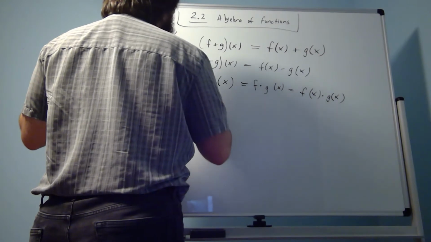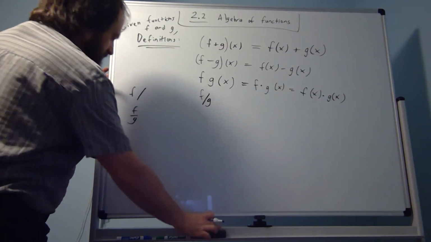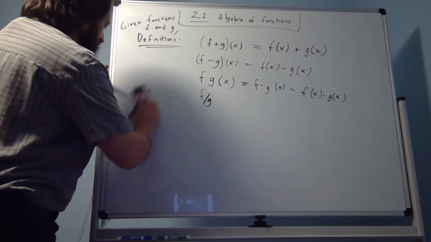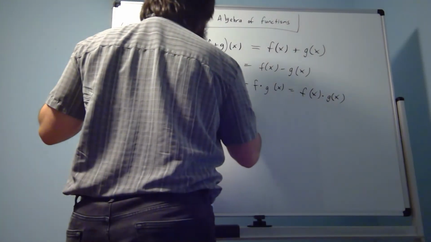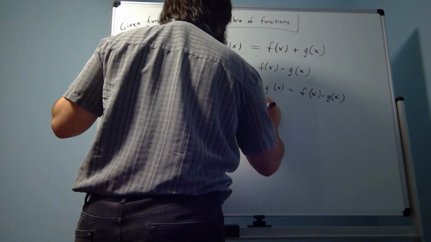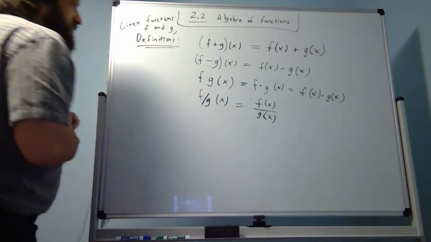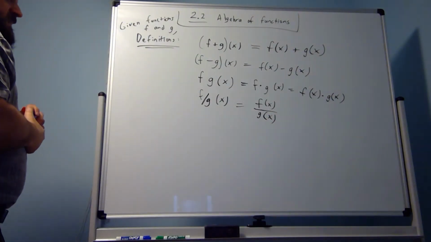And then f divided by g. Sometimes they write it horizontally, they might write it vertically. It's the same division symbol, however you write it. f divided by g of x is by definition f of x divided by g of x. So not super exciting. It is what it looks like.